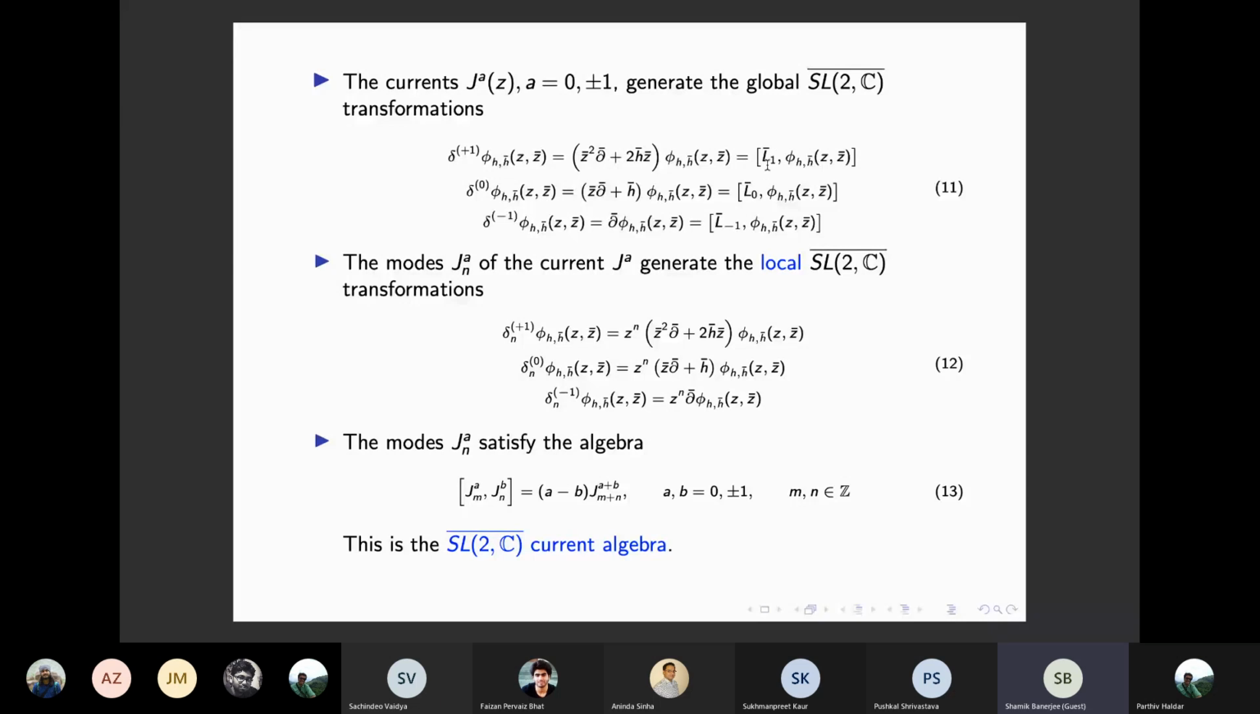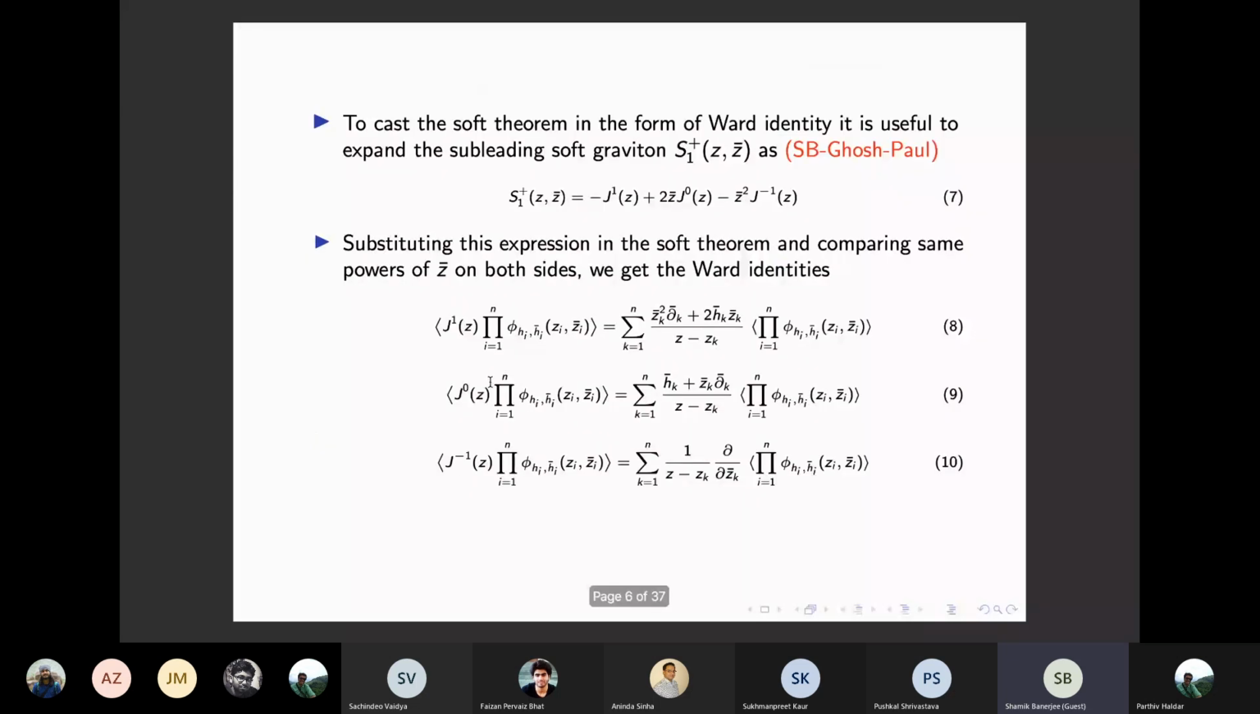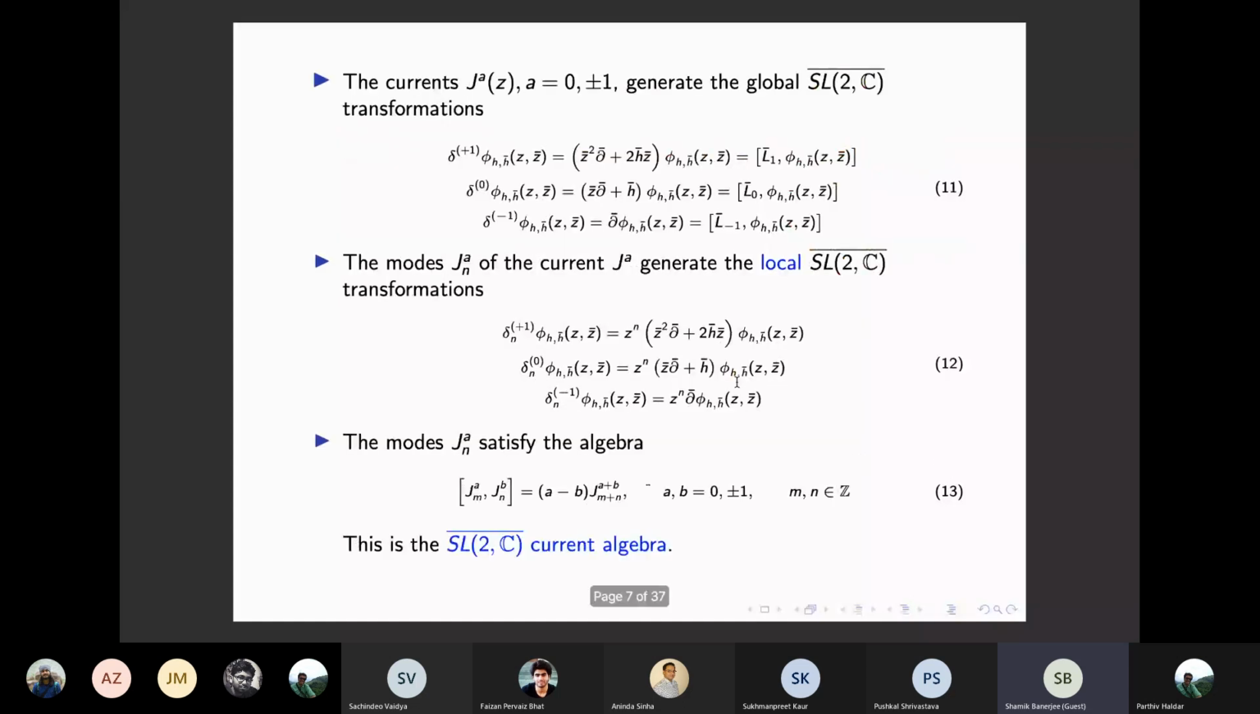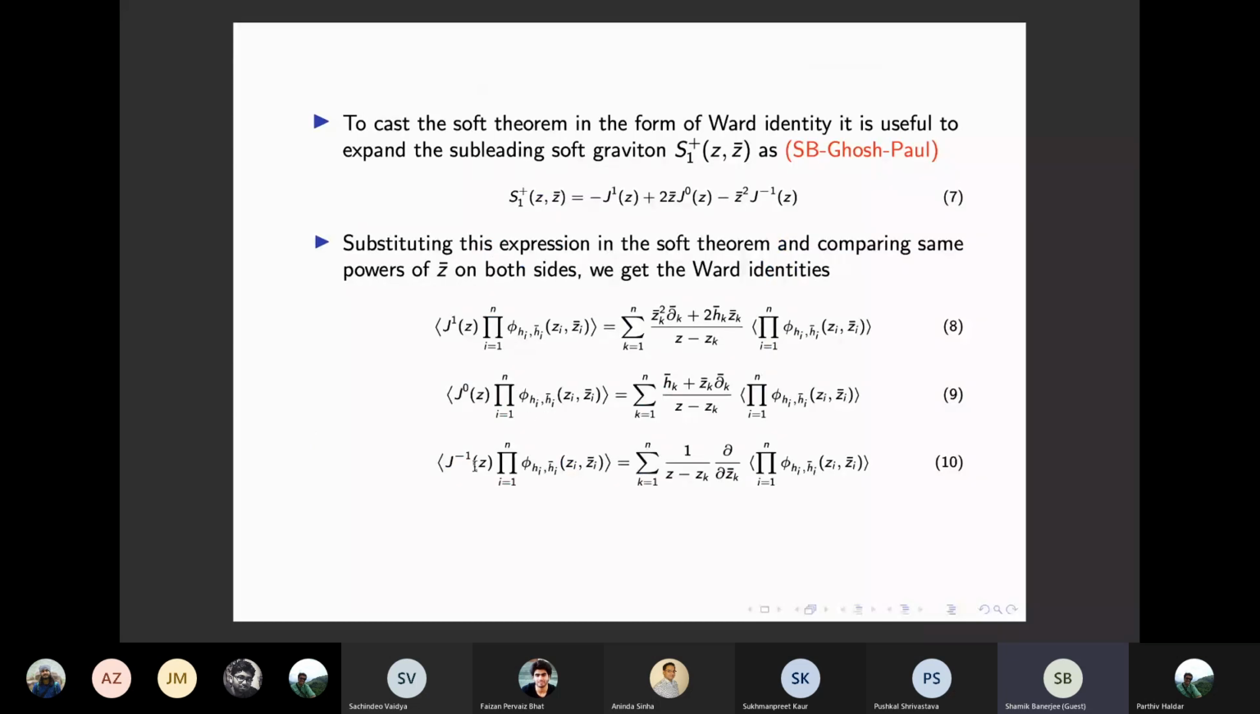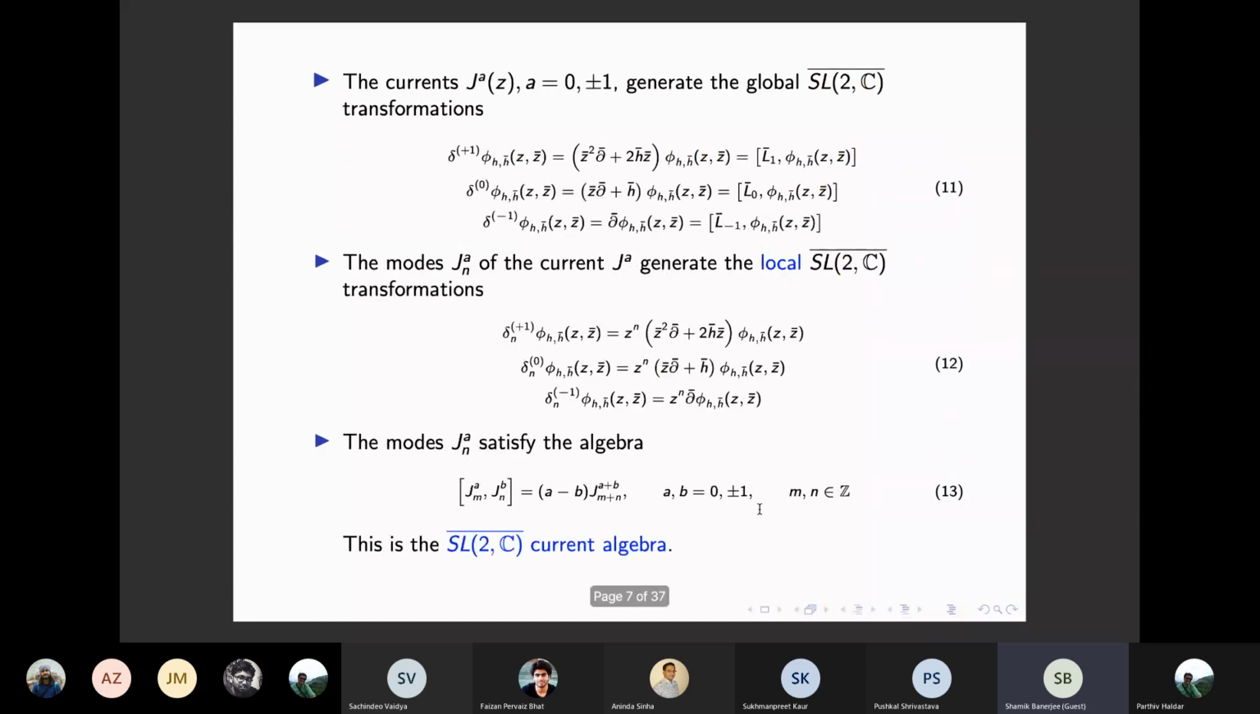Now we can see that this is essentially the action of L1 bar on this phi field, and similarly the J0, which is this. So this Ward identity is equivalent to the global transformation on phi, which is this, and this is essentially the action of L0 bar. And then the last one is this, which is J minus 1, and this Ward identity is the same as delta minus 1 acting on phi, which is D bar of phi, which is the same as the action of L bar minus 1 on phi.